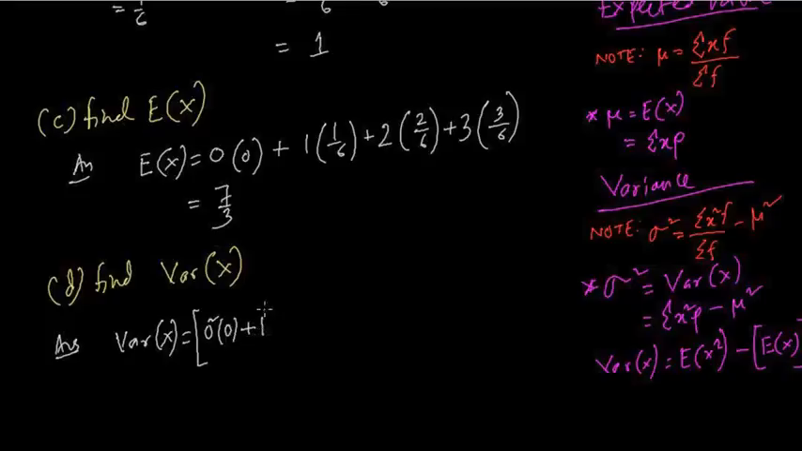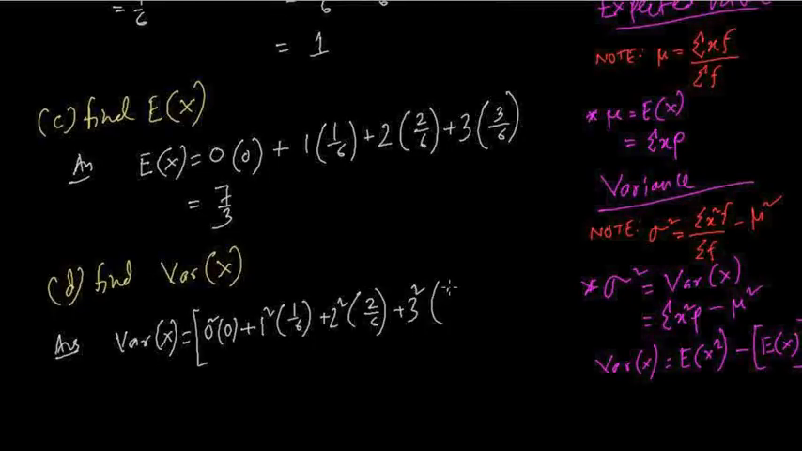So 1 square into k is 1 by 6. Then 2 square into 2k is 2 by 6. 3 square into 3k is 3 by 6. So this is this minus mean squared. Mean is 7 by 3, which we just calculated, whole squared. So let's calculate the variance with the calculator.